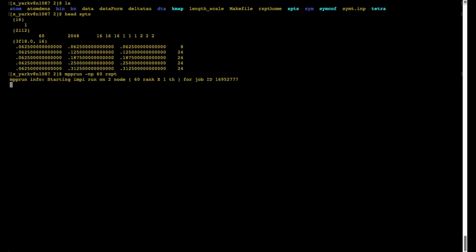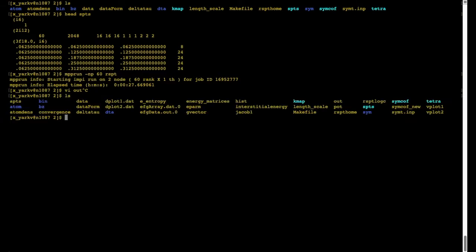and see what happens. In my case, I have two nodes with 64 cores, but I cannot use 64 of them because then 4 cores will be idle. They won't have any k-points to calculate, and this is not allowed. Okay, so it looks like the first iteration was done. We can look at the produced out file.